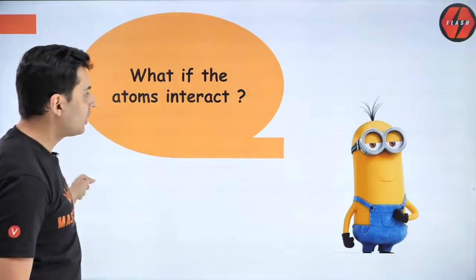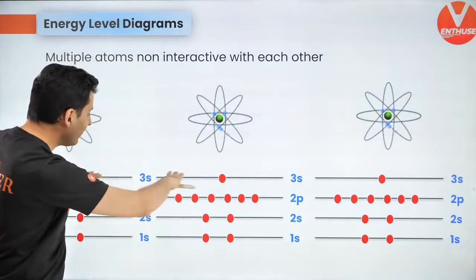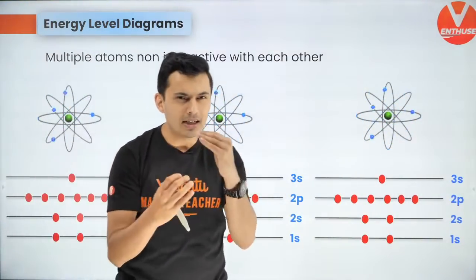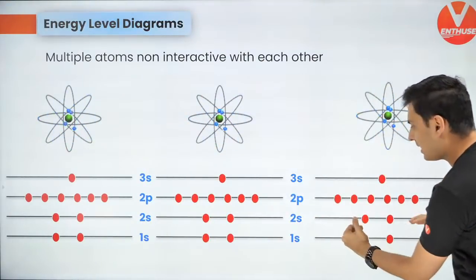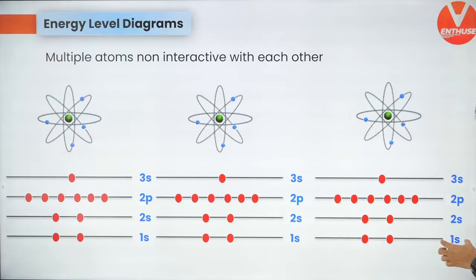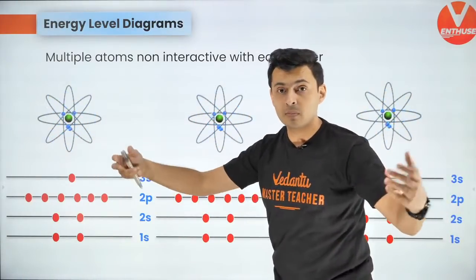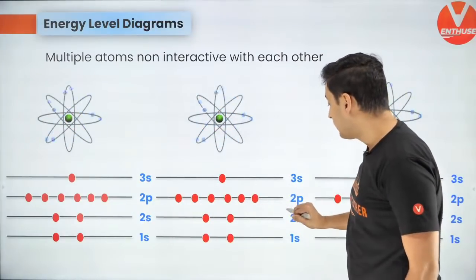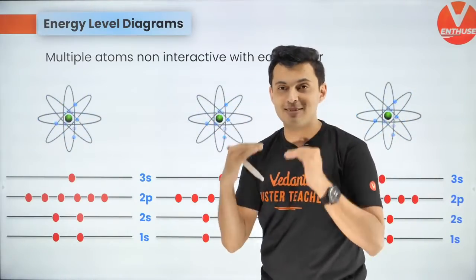What if they interact? Then there is a small change. See, when they form bonds, these energy level diagrams get changed a little bit. So if this atom interacts with this atom, this 1s will interact with this 1s. This 1s will also interact with this 1s of another atom. Similarly, 2s will interact with 2s, 2s will interact with 2s, and you will get new energy levels.